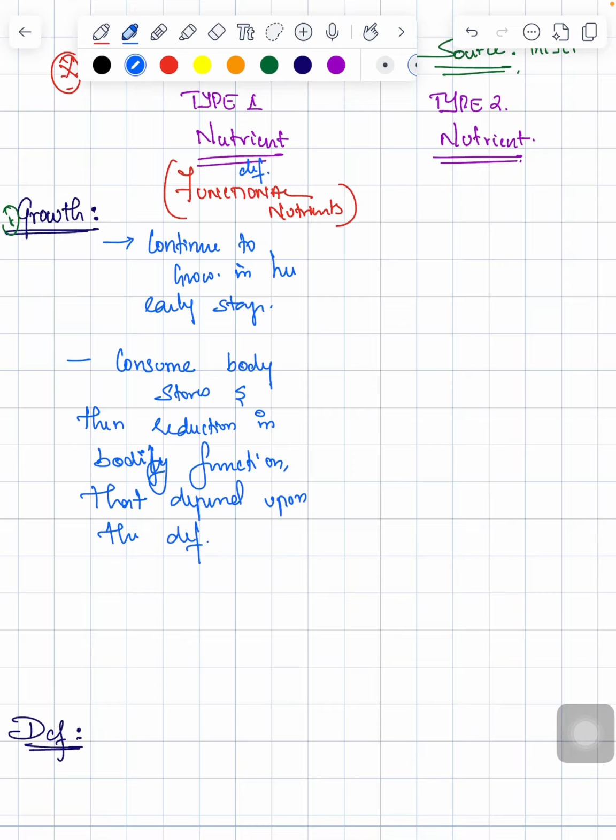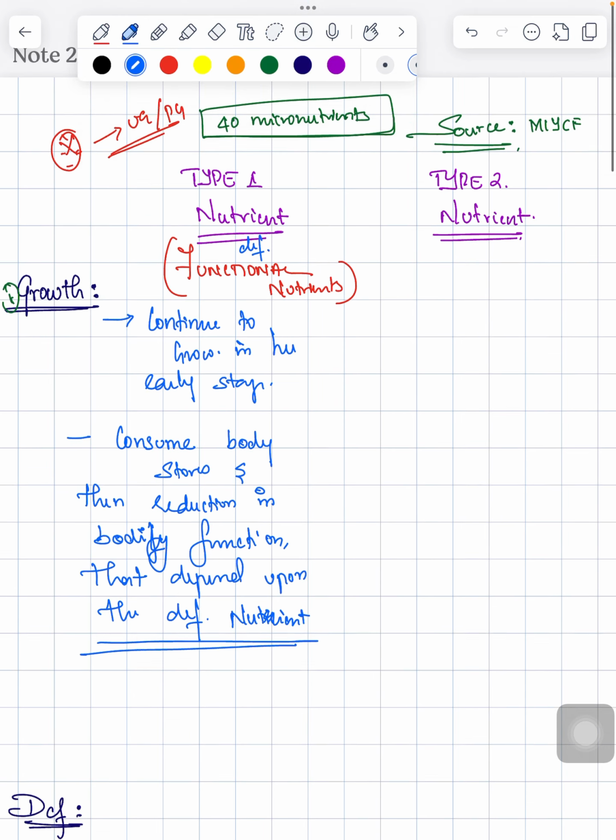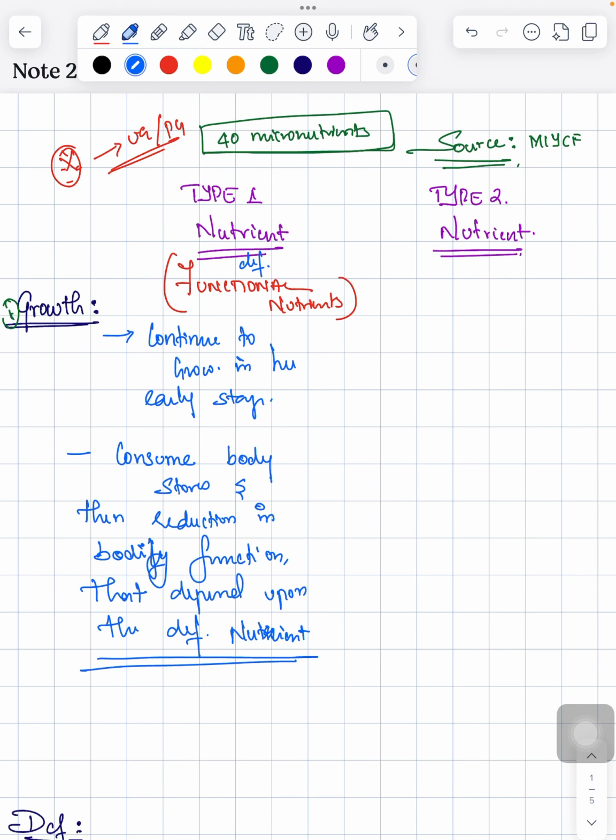Okay, coming on to type 2 nutrients. Type 2 nutrients are nothing but your growth nutrients. When there is a deficiency of type 2 nutrients, the first response is growth failure. So the first response of type 2 nutrient deficiency is growth failure.